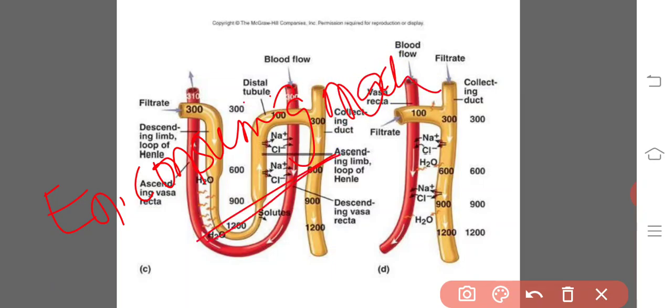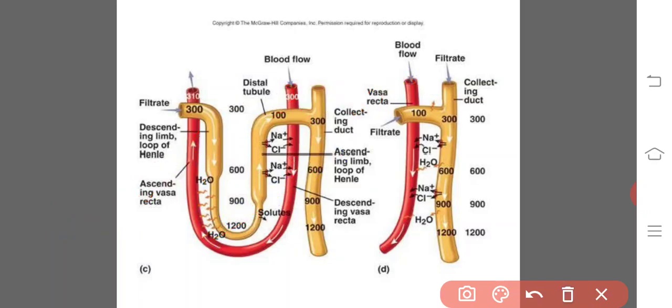Some energy is used to maintain the high osmolarity in the kidney tissue, and the remaining energy will be used for the transportation of sodium chloride in the ascending limb of the Henle's loop, right?